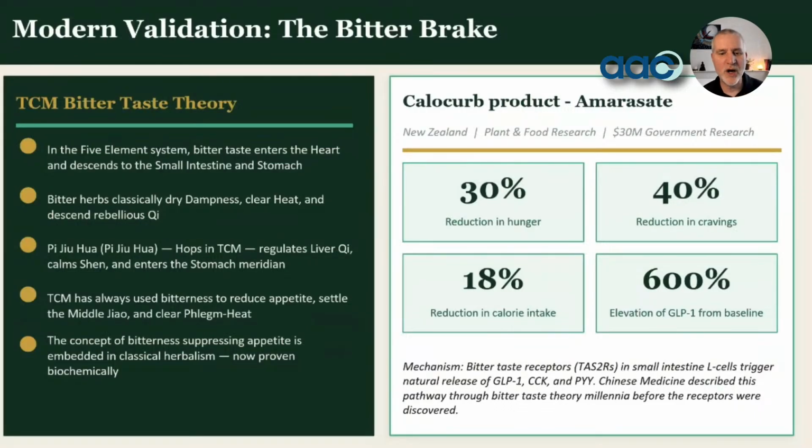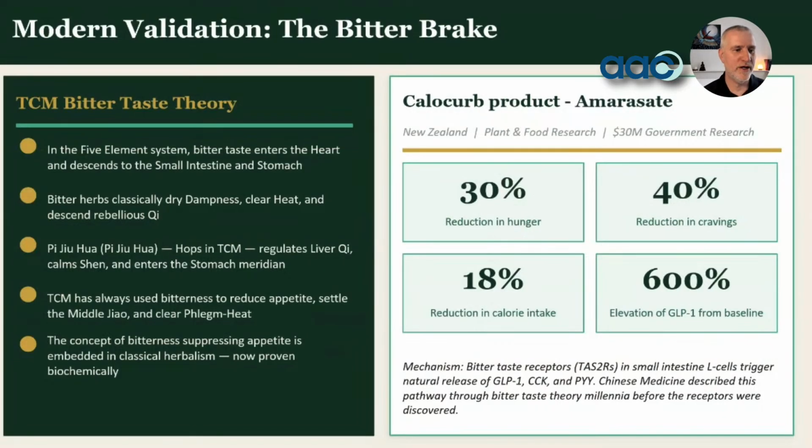So what we saw is that when they gave the hops, there was an elevation of GLP-1 from baseline by 600%. It reduced craving by about 40%, hunger by 30%, and calorie intake by 18%. So it's a really interesting study that demonstrates what we already know for years.